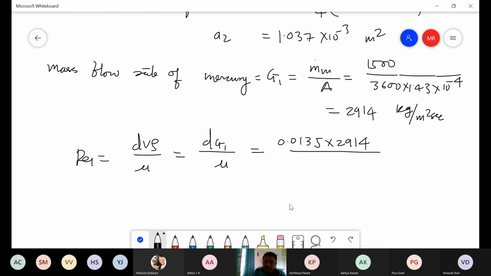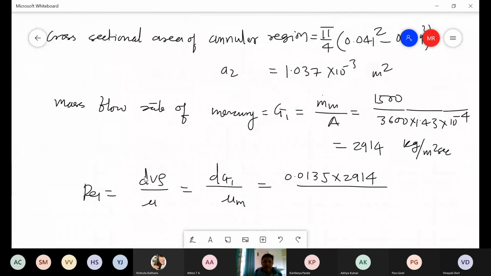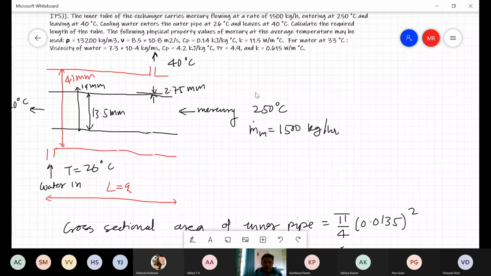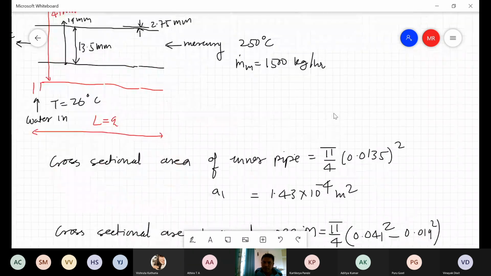So here, from the inner pipe, what is flowing? Mercury is flowing, isn't it? So this is μm. In case of mercury, the viscosity has not been given; kinematic viscosity is given, and the density is given. So if you multiply density into kinematic viscosity, that is going to give me the actual viscosity, isn't it? Correct. So that is what has been done here.